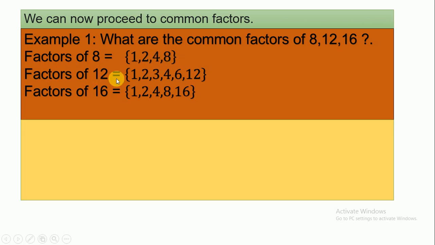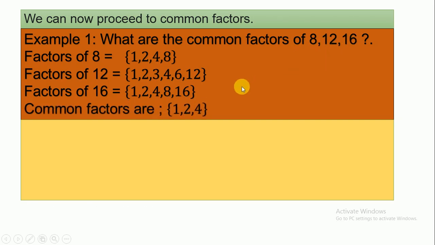The factors of 12: 1 goes in 12, 2 goes, 3 goes in 12, 4 goes in 12, 6 goes in 12 without any remainder except 0. 12 also goes in itself. So factors of 16, that's 1, 2, 4, 8 and 16. So these are the factors of each of these numbers, 8, 12 and 16.